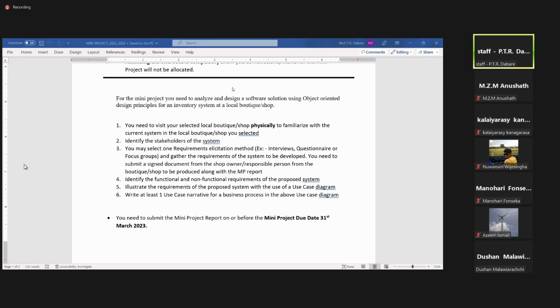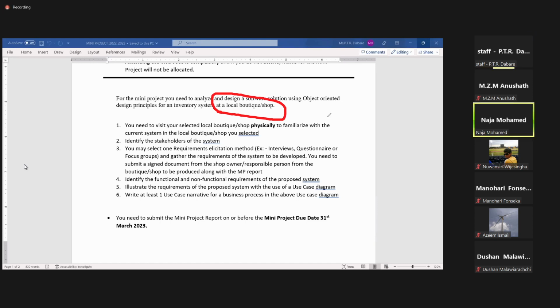So, students, it's like this. Don't go for a school system. That is too much, because we want only a shop. So I have written here, no school system. School is not a shop, isn't it? You have to have a local boutique or a shop. In the school, if there is a bookshop, then it's okay.